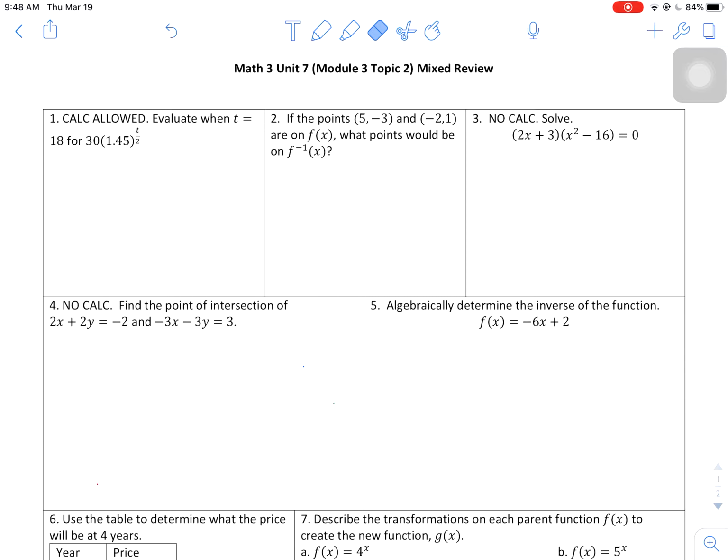On number 1, we want to evaluate the given expression when t equals 18. So simply plug in 18 for t and then type it into a calculator. So 30 times 1.45 raised to the 18 divided by 2, which would be a 9. And then just type it in.